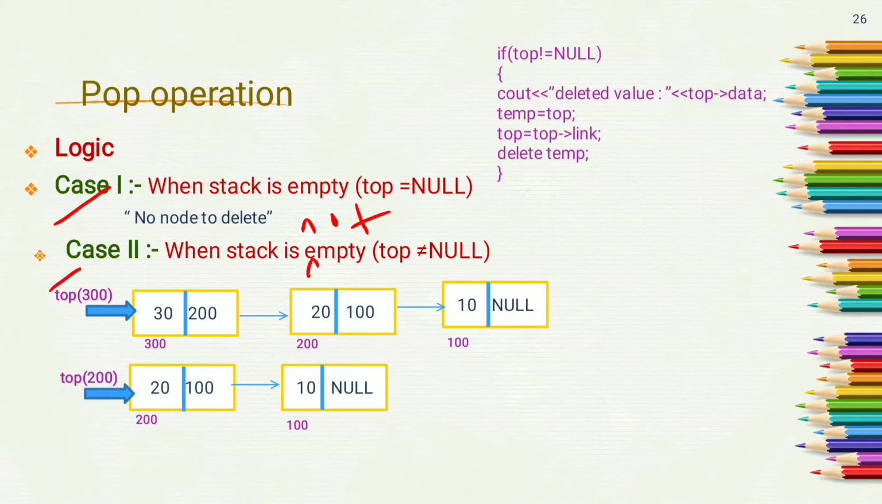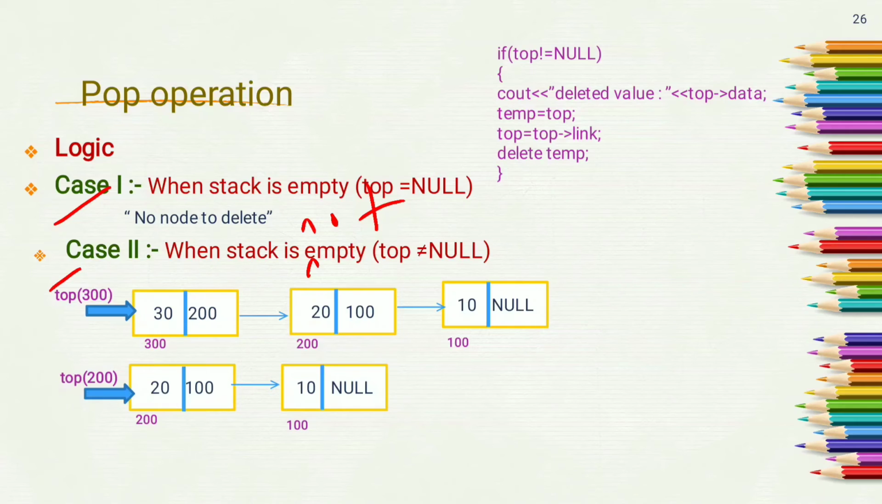Suppose we have given a linked stack having 3 nodes containing value 10, 20 and 30. This is the topmost value of the stack and we want to delete this value. As we know that when we perform pop operation, first we get the topmost value. So when this node is deleted, this will become the topmost node of the stack.